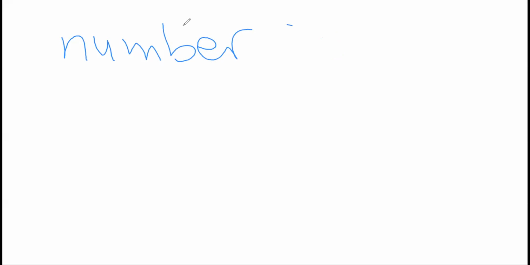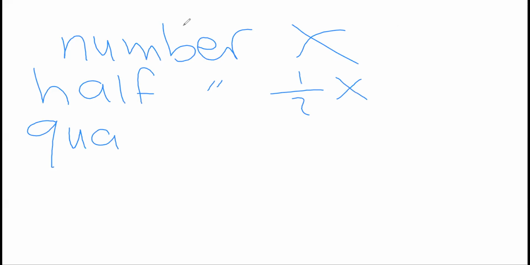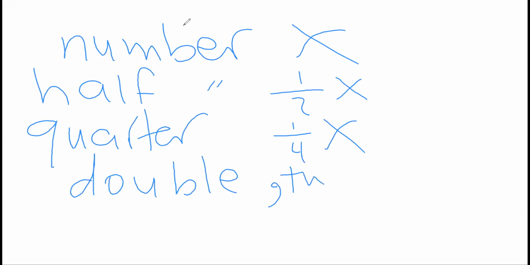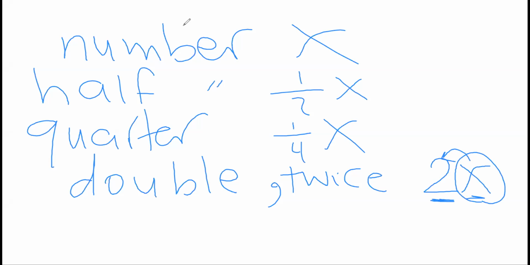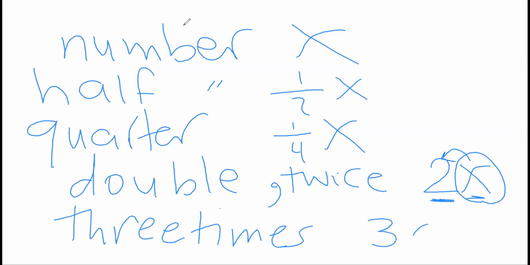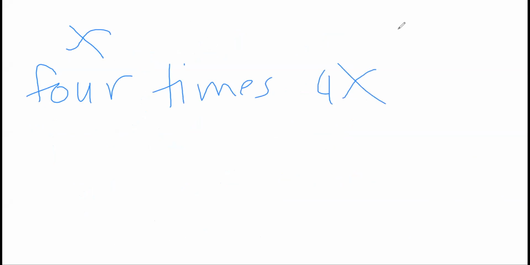If he tells you half the number, what does half the number mean? If the number I have is x, then half the number, I will not write number again, will be half x. A quarter of a number, for example, is quarter x. Double the number and twice the number have the same meaning. If you want double or twice the number, it will be 2x. My number is x, so twice it is 2x. 3 times the number is 3x. 4 times the number is 4x, and so on. 5 times the number is 5x, 6 times the number is 6x, and so on.